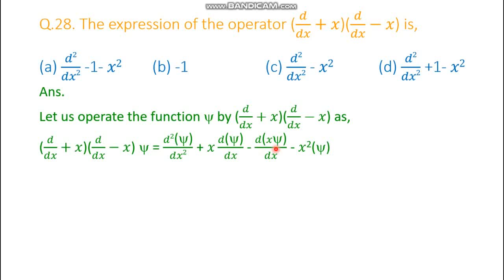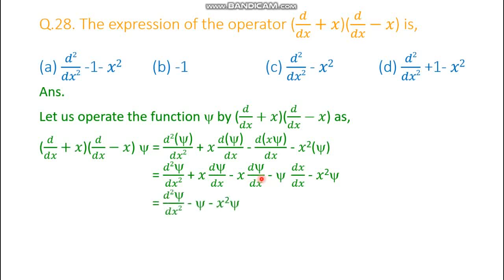So this is actually minus psi, and finally this one is minus x square psi. So here is the result: d2 psi dx square plus x d psi dx minus x d psi dx minus psi minus x square psi. Now these two factors cancel each other for having opposite signs, and this first term remains as it is. The fourth term becomes only psi because this is 1, and the fifth term remains as it is, that is minus x squared psi.